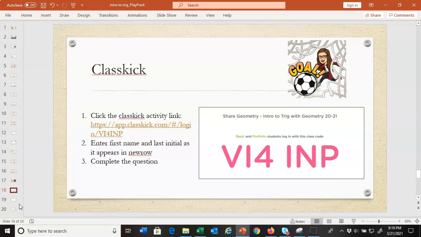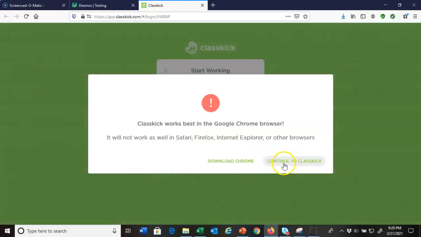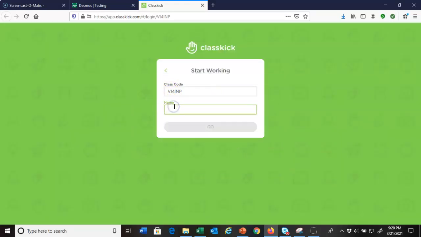You're going to want to click the link, enter your first name and last initial as it appears in the new row, and then just complete the question. You don't have to log in. Here, I'll show you what it looks like because we can. One second, it should pop open, I hope. I might need to change my tool. There we go. So it's going to pop open and tell me to continue. I'm going to continue to ClassKick. And look, all I have to do is type my name.